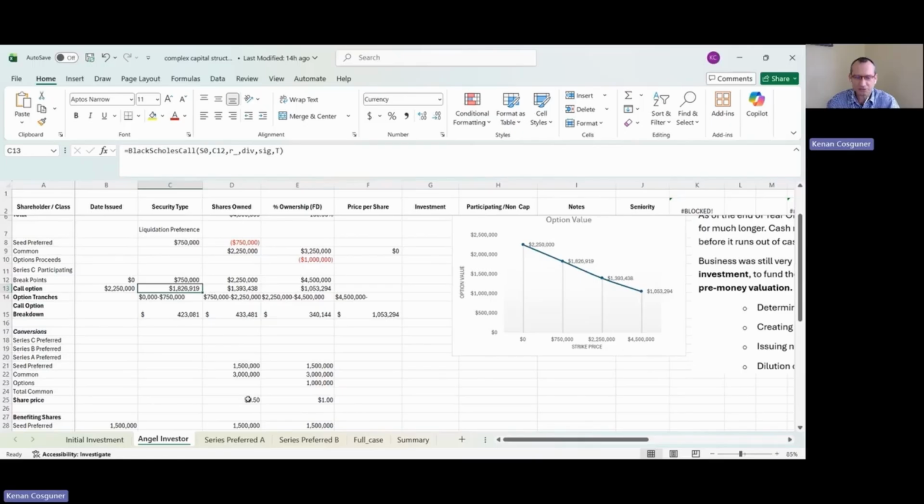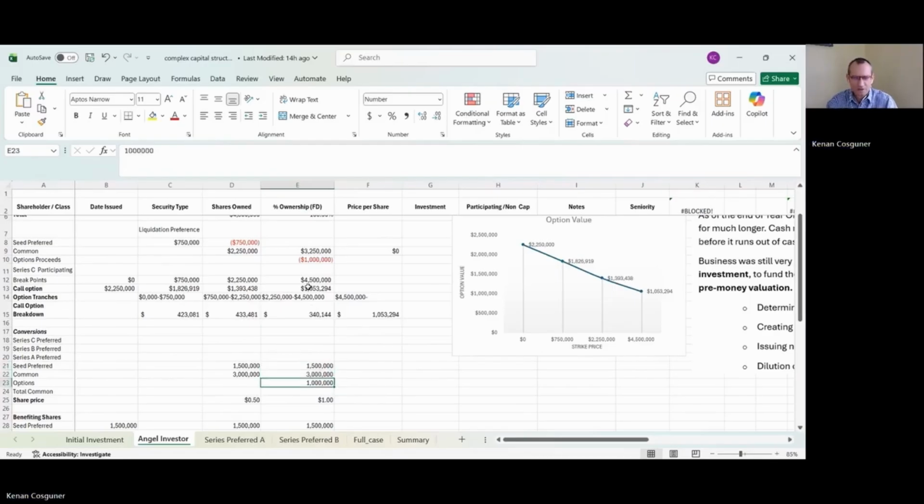Common share price is 0.5. Now there is an incentive for preferred shares to convert. As they convert their shares into common equity, they will give up their liquidation preference. So our next breakpoint is 4.5 million. This corresponds to $1 per share. Preferred shares are converted into common. Total outstanding shares increase to 4.5 million.